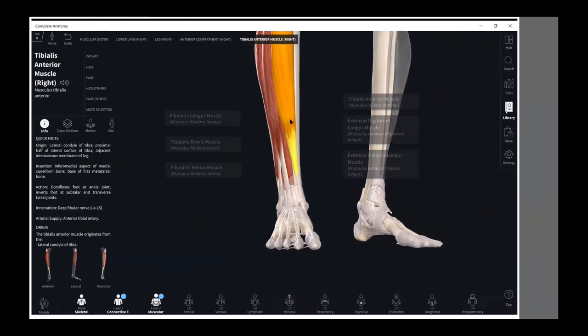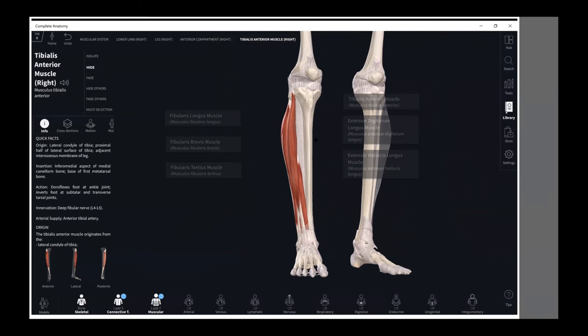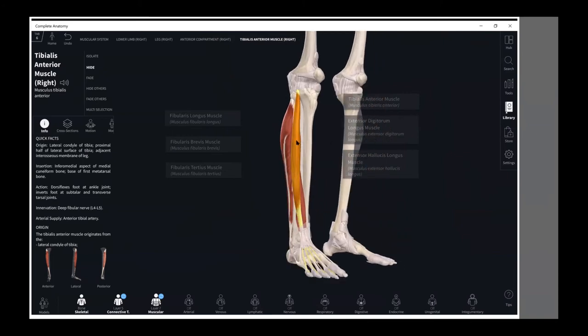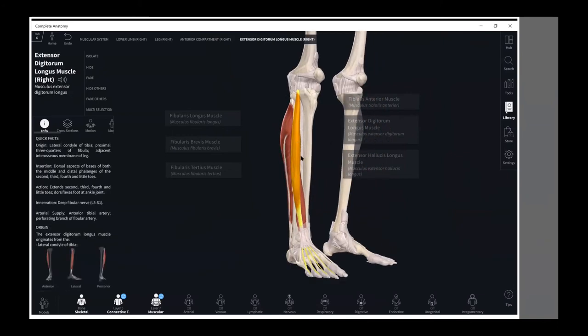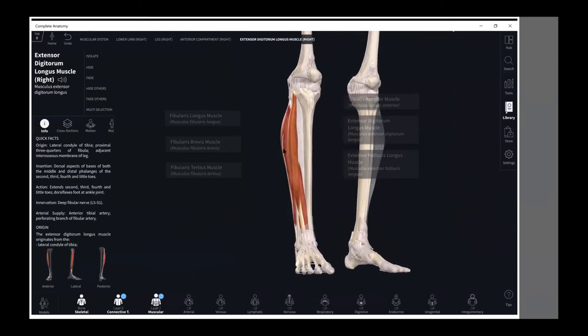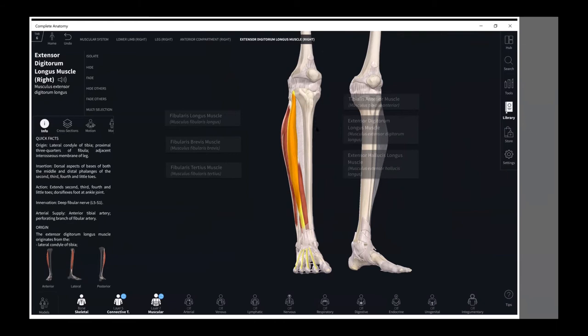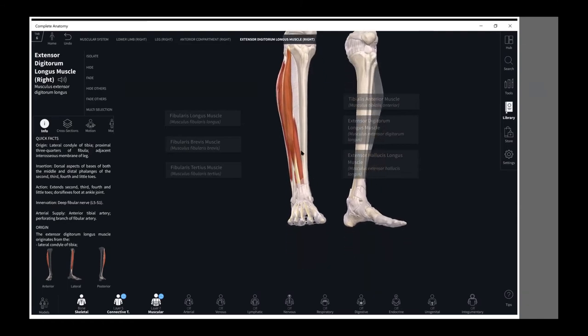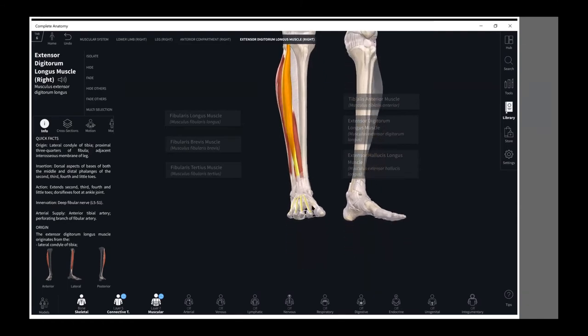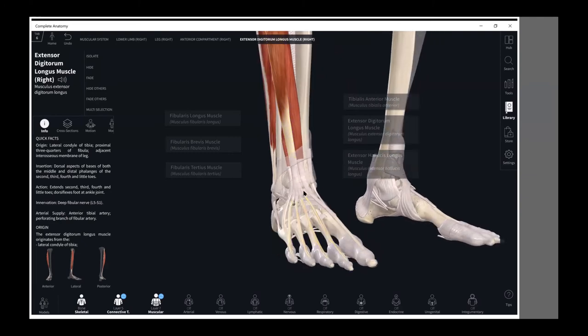I'm going to hide that from view so that we can now look at extensor digitorum longus. So extensor digitorum longus, the origin is the lateral condyle of the tibia and the proximal three quarters of the fibula and the adjacent interosseous membrane of the leg. It inserts in the dorsal aspects of the bases of both the middle and distal phalanges of the second, third, fourth, and fifth little toes. Let's see that out further distally.